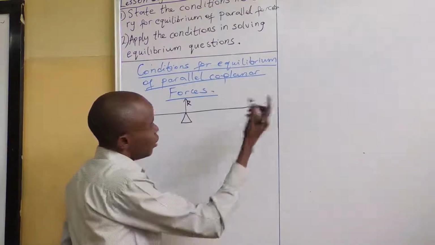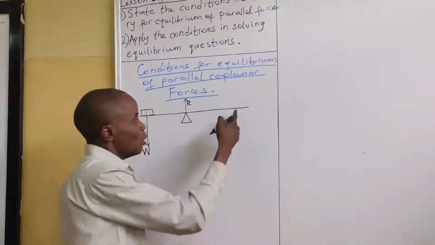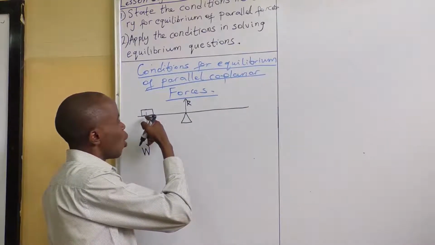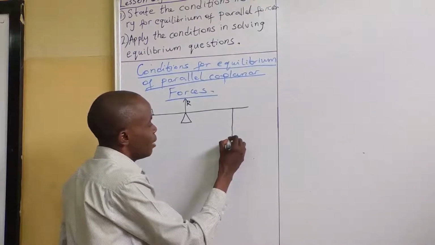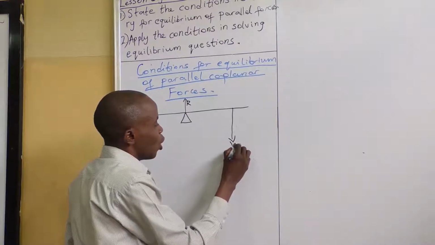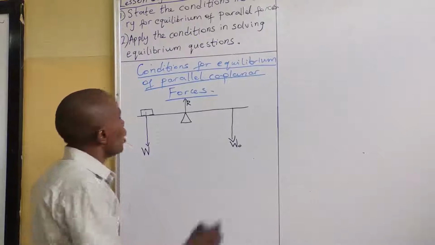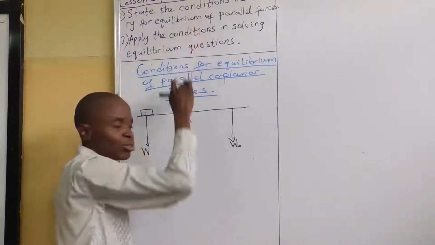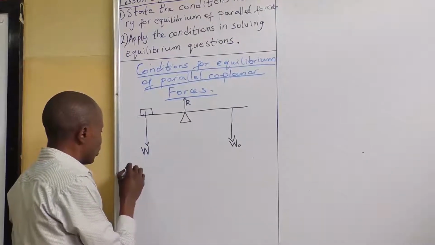And then let's say on the other side, there's a man, say a mason, who is walking along the plank to pick up this block. So let's say the mason is here at this time. His own weight, let's call his own weight W naught.